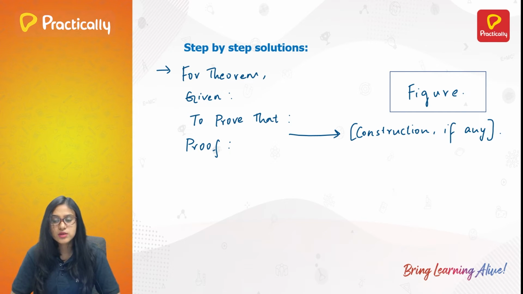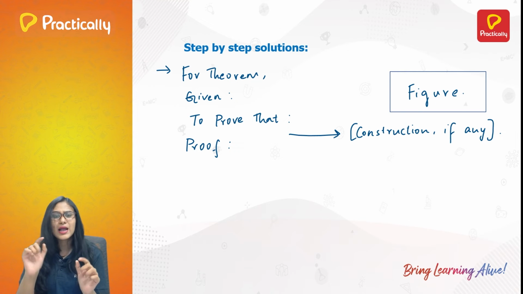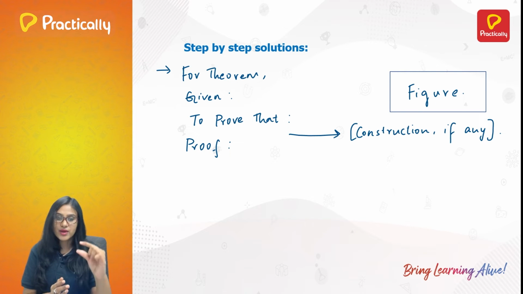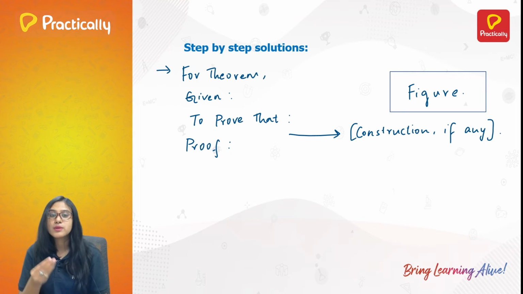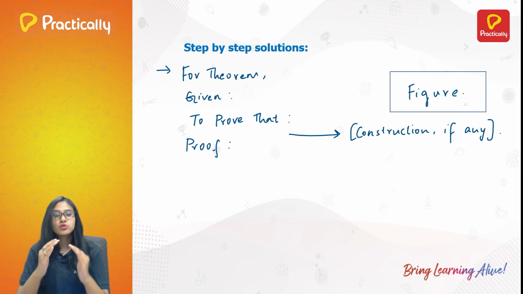Obviously there are theorems in circles. So what do you have to do? How should you do it? First, the theorem statement. You have to write it. That is theorem, put a semicolon or colon and write it. Next, write given, to prove that, and proof. And if you have to do some construction, please write construction. Okay. So these are the steps.